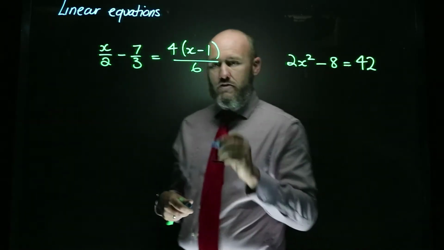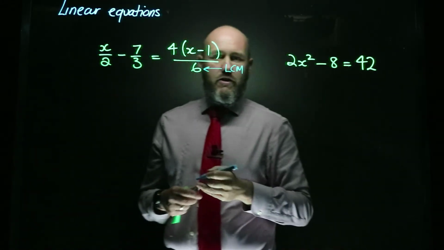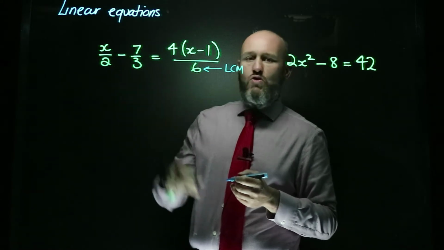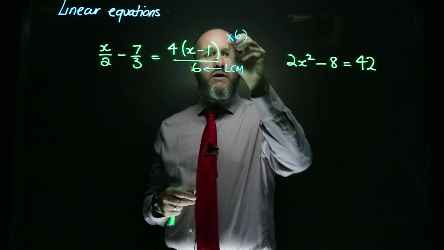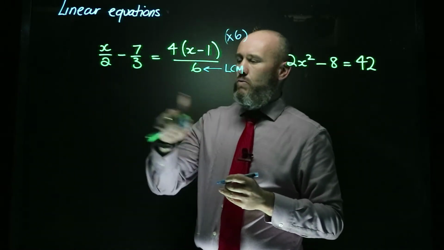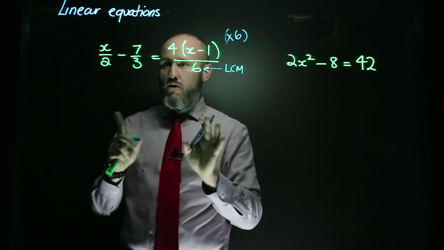What I'm going to recognise is that 6 is our lowest common multiple of our denominators. 6, 3 and 2 all divide 6 evenly. So if we multiply through by the lowest common multiple, we get this. Now I'm going to take it slow. You could do some cancelling at the start, but I'm going to take it slow.